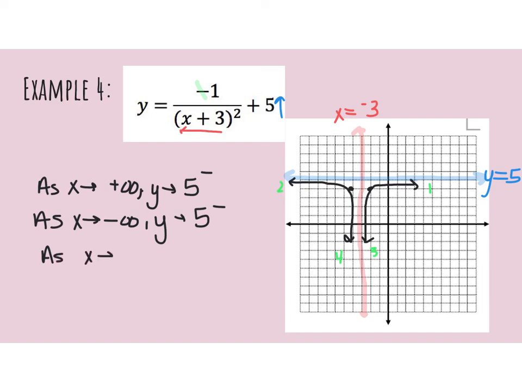As x approaches negative 3 from the positive side, from the right, y is approaching negative infinity. It's getting smaller and smaller and smaller as it goes down. Our last statement, as x approaches negative 3 from the left, from the negative side, y is approaching negative infinity. These are our 4 directional statements for this particular function with these 3 transformations.